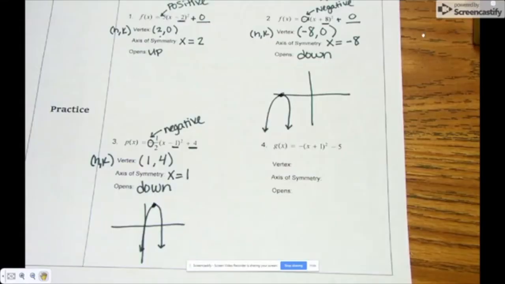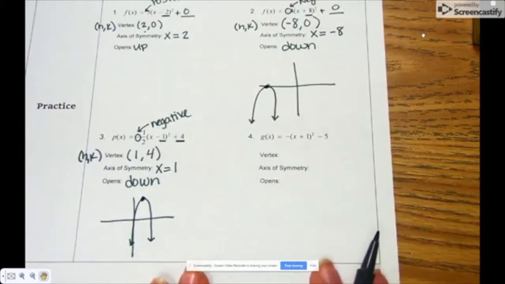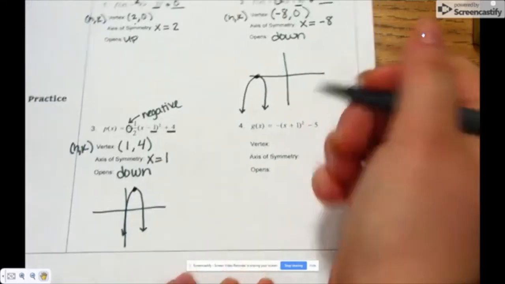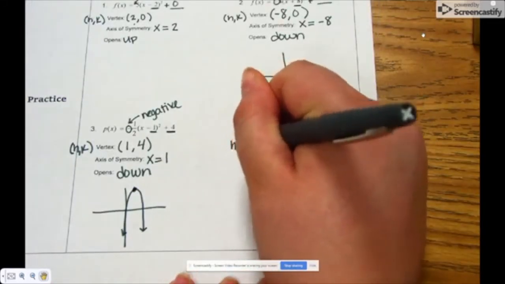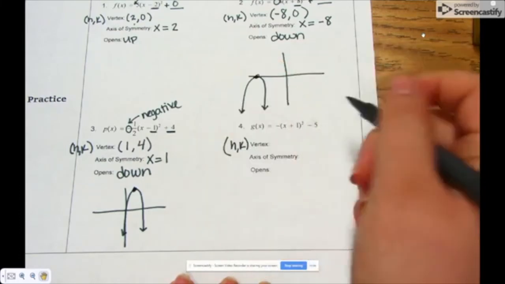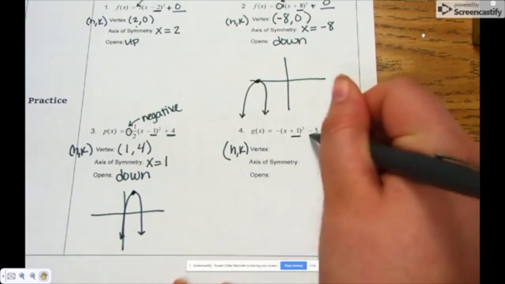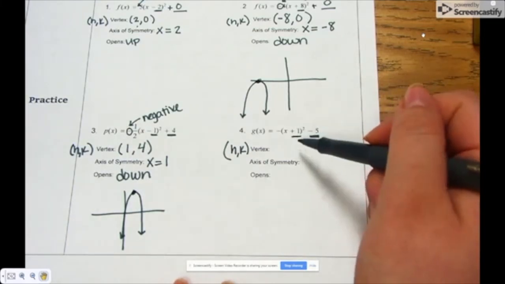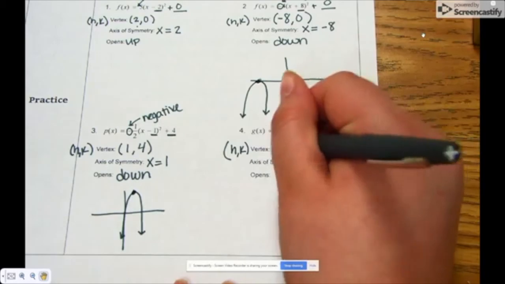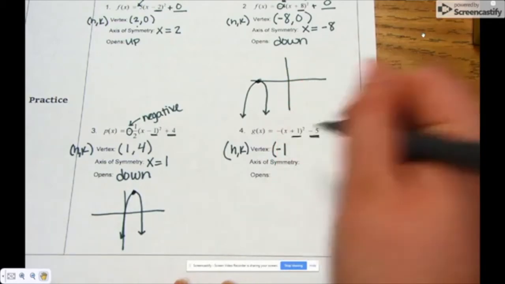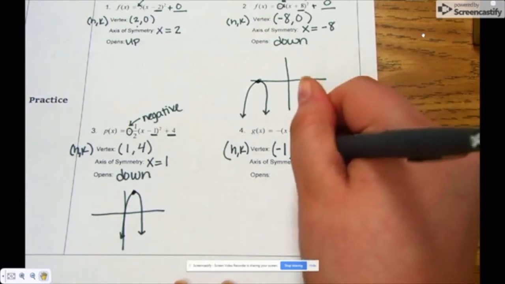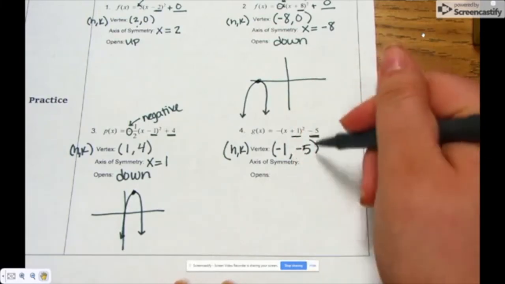The last question we have: g of x equals -1 times x plus 1 squared minus 5. I want to look at my vertex, h comma k. I'm going to look at the h spot and the k spot. H is our hypocrite, so even though this is +1, in our vertex it's going to be -1, comma, and the k spot is a -5. That -5 is going to go with it.